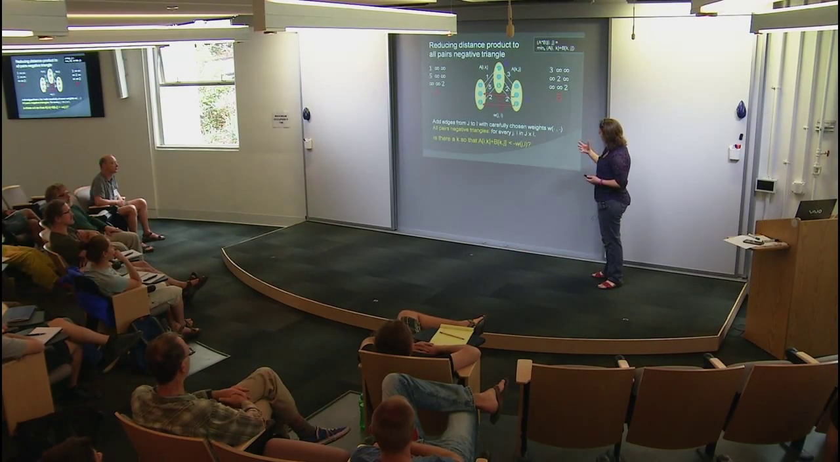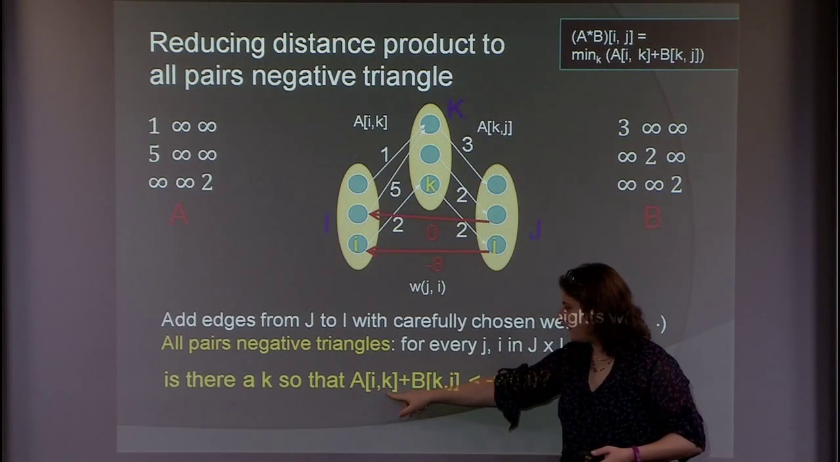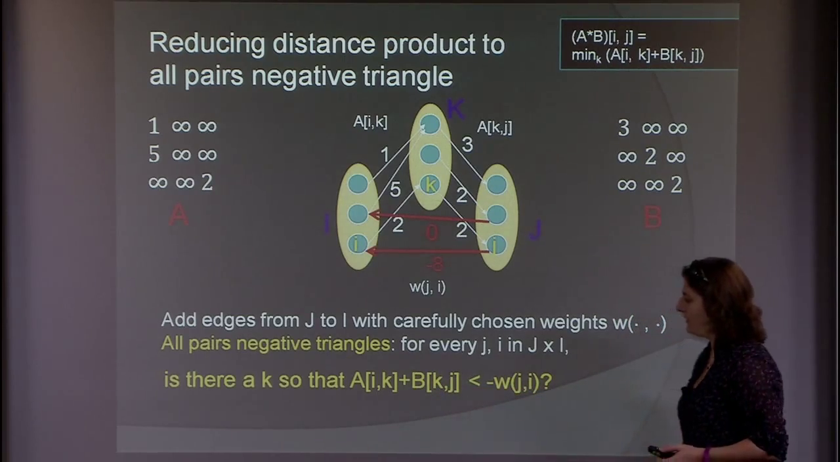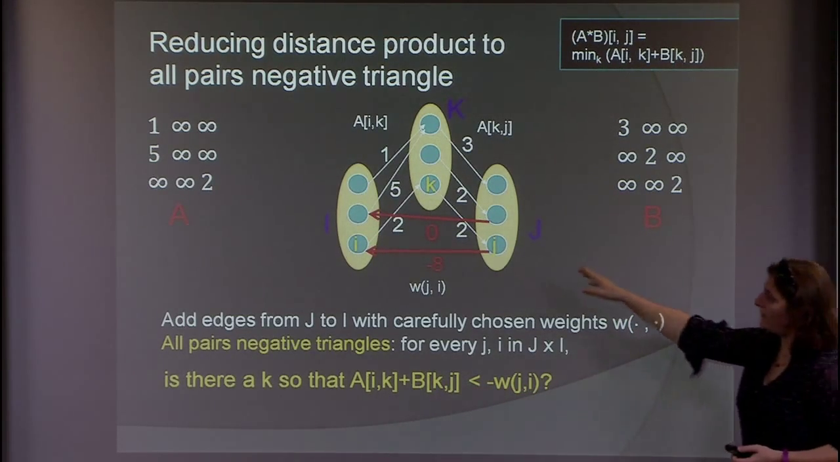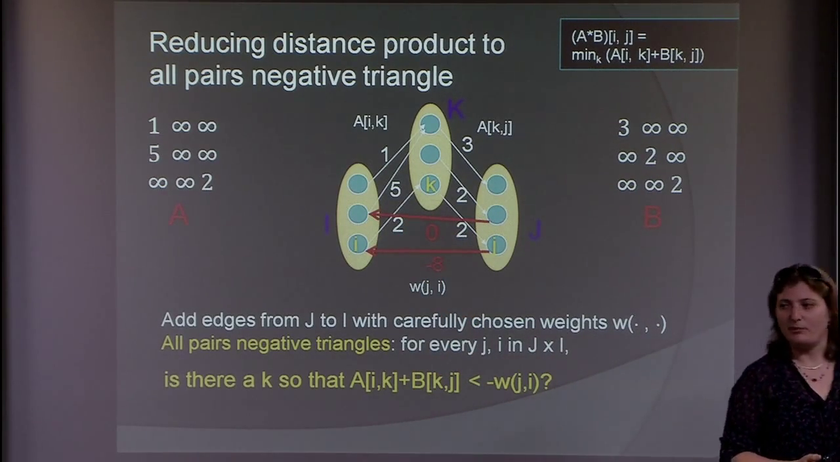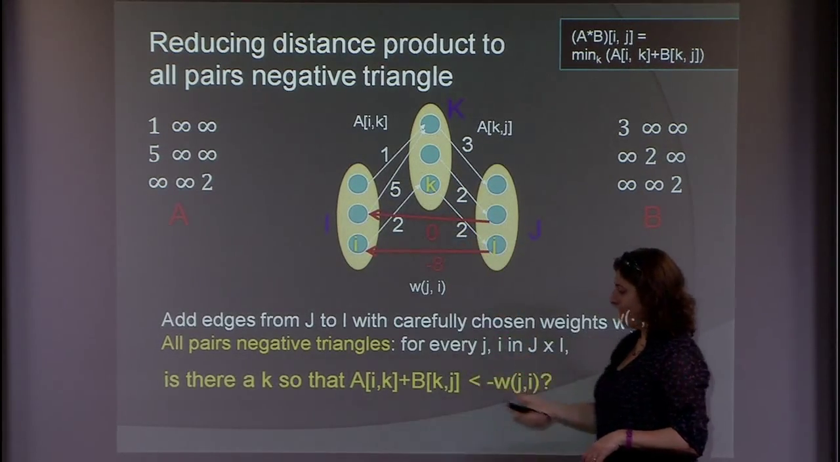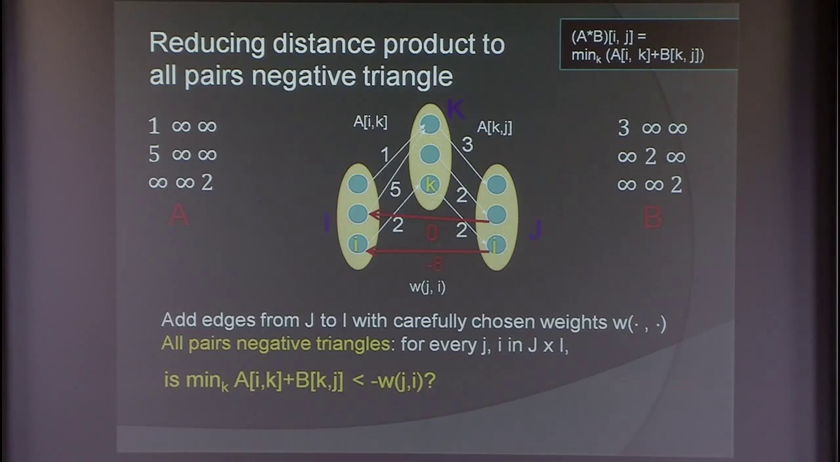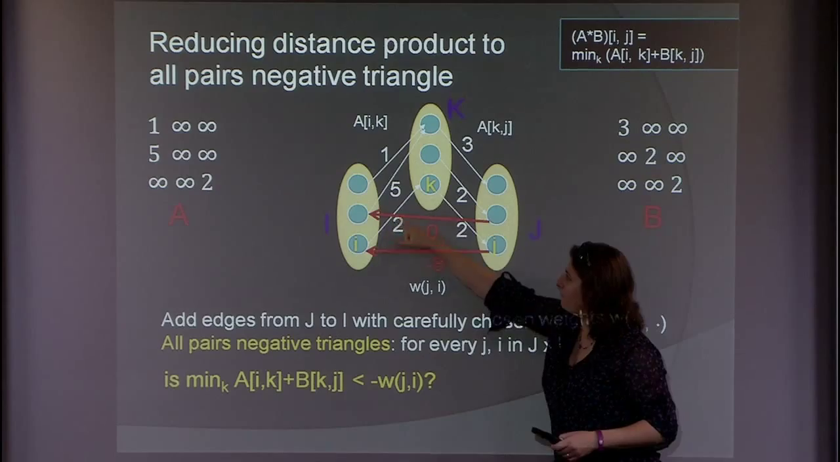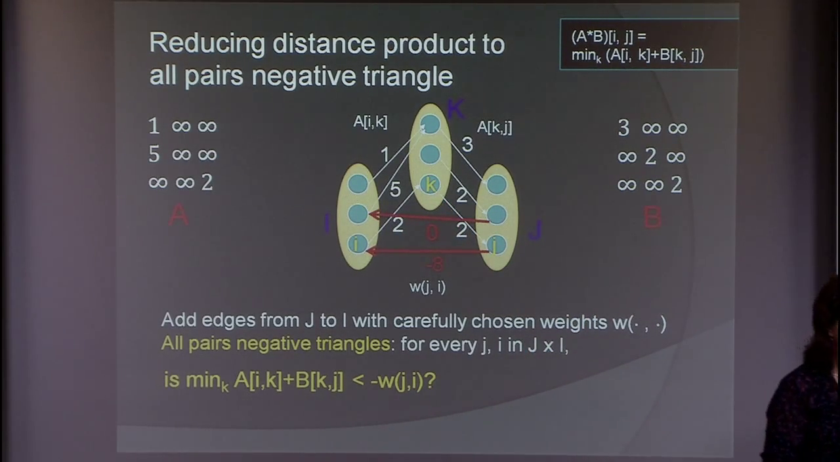And so when we look at this, is there a k such that a_ik plus b_kj is less than the negative of the weight that I stuck in here? Okay, so if there is such a k, then it's equivalent to asking whether the minimum over k of a_ik plus b_kj is less than this. Because if we have some k for which it holds, then in particular for the one that achieves the minimum, it has to hold.